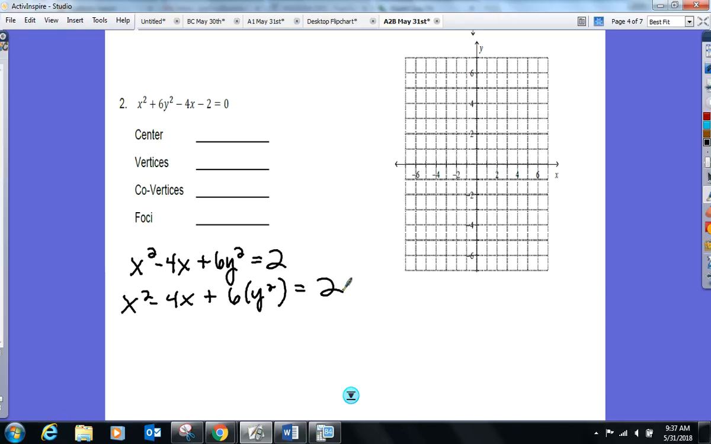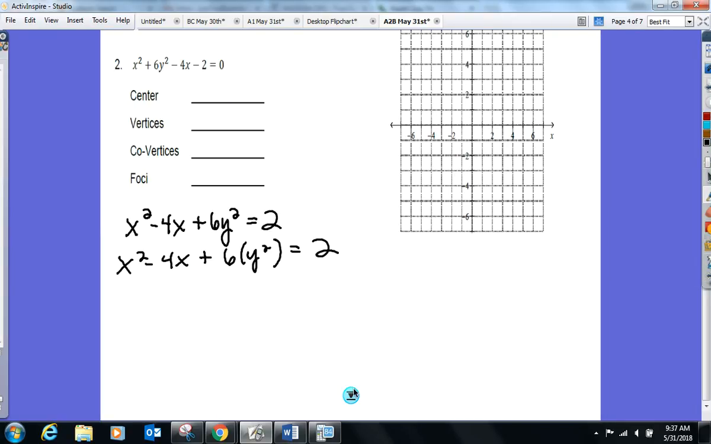Now it's time to complete the square. Think you can figure out on your own what number I must add to the x's here? What's that new number I got to add to the x's? How do you get 4? Half of your b value of negative 4, half your b value would be negative 2. Square it. You guys are correct.